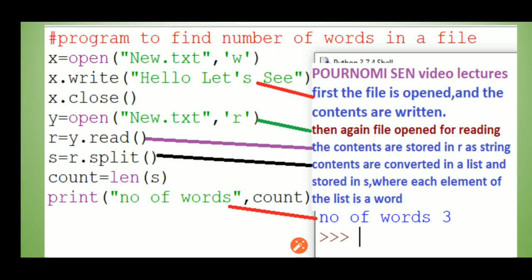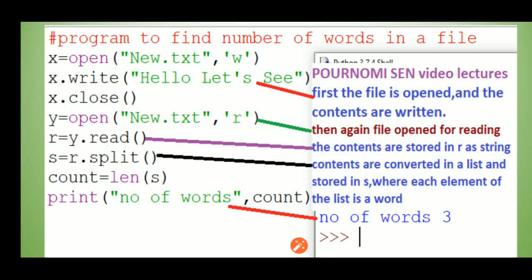So what will be stored in s? Hello will be the first element of s. Let's will be the second element, which is the second word, and see will be the third element, which is the third word. So s will be a list where each element is one word.